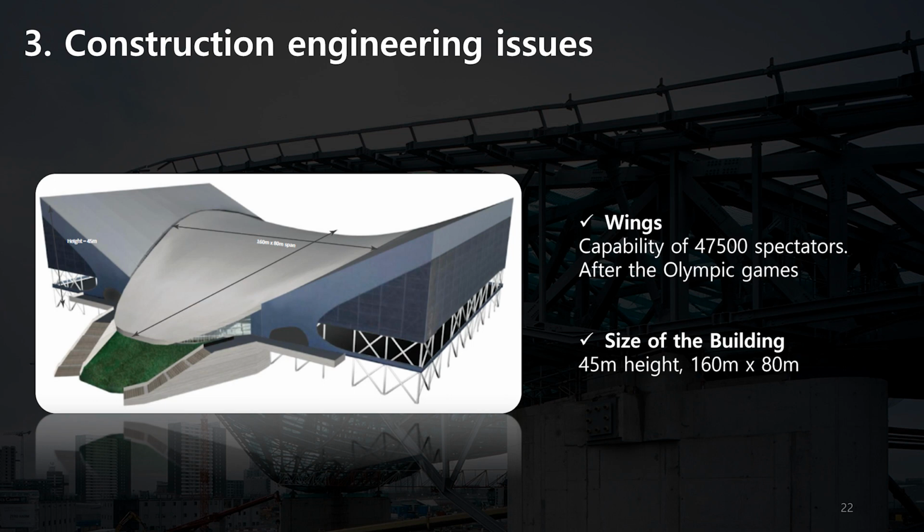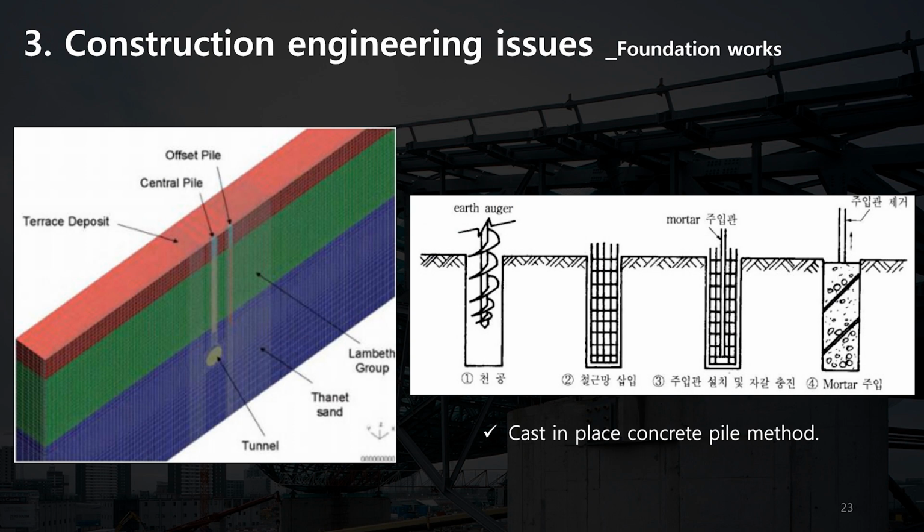The size of the building is 160 meter by 80 meter and 45 meter height. They used the cast-in-place concrete pile method in foundation work. As you can see in the right picture, this method takes several steps. First, make a hole with the desired height and put a steel frame in it. After that, fill it thoroughly with concrete. The building used about 1,000 concrete piles in foundation works.